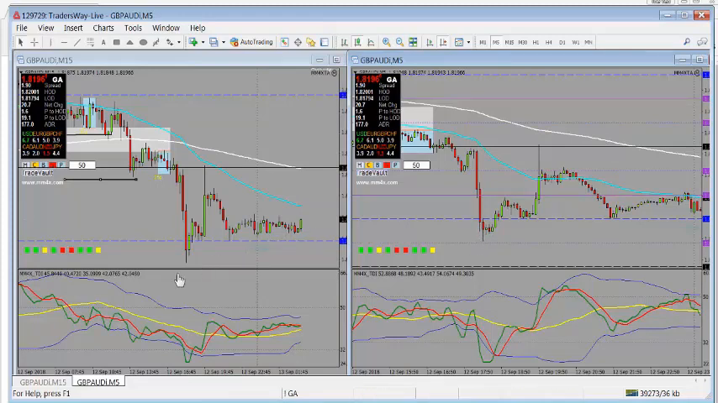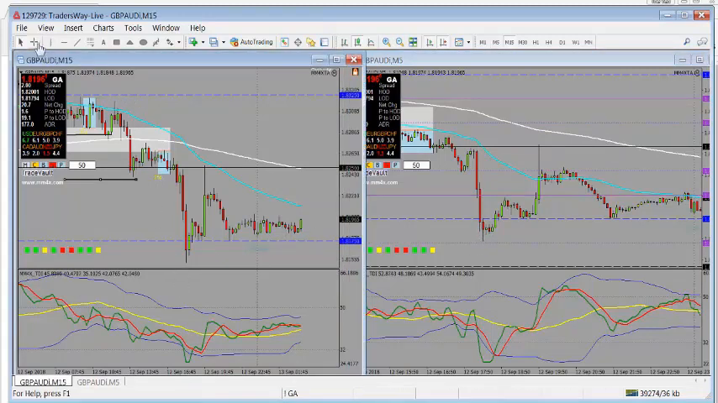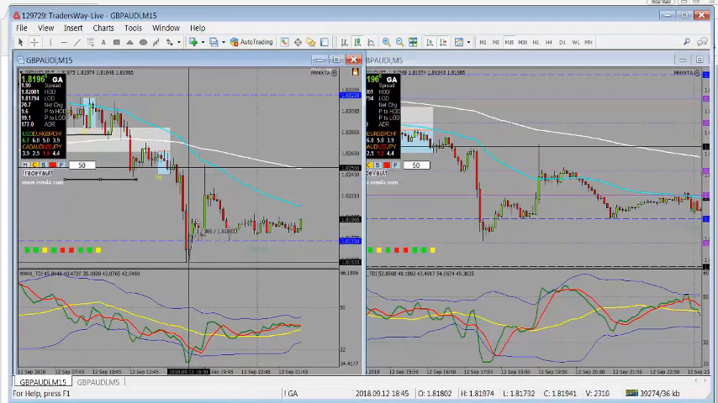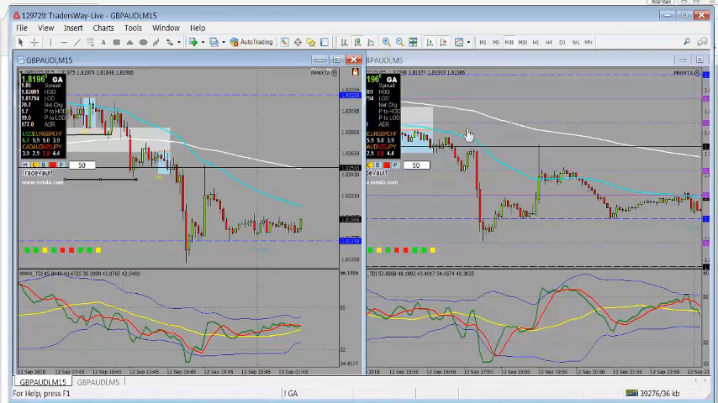Oh, another confluence of events. I was at least 50 pips away from the 50 EMA. At least 50 pips away, I was actually 90 pips away. So it was like four confluence events. That's what made me take that trade.